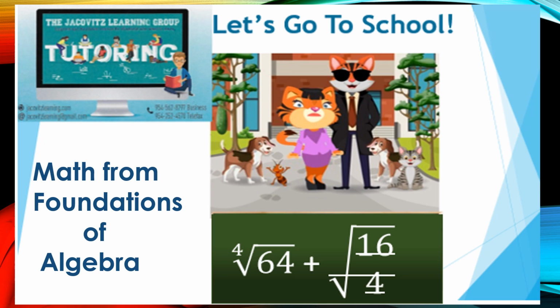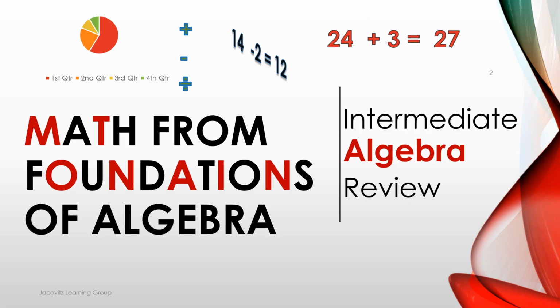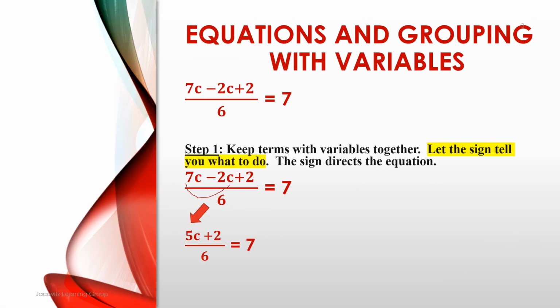We're just going to do some basic algebra when it comes to denominators at the bottom while you're solving variables. Let's start with this first problem, 7c minus 2c plus 2 over 6 equals 7.